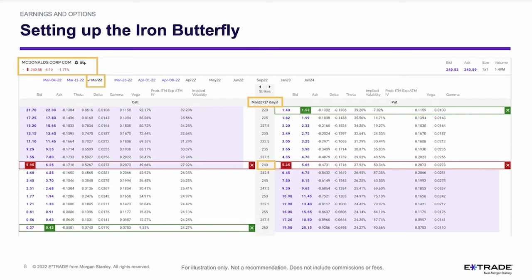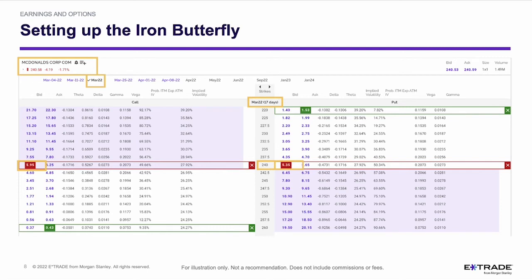I'm looking at the 240, which is about as close as I can get to being at the money. And I'm going to sell the 240 put. You can see it's at 535. And I'm going to sell the 240 call. Now, if I just sold the call and the put, it would be a naked trade. It would be a naked straddle. And I don't want to set up a naked position where I have unlimited loss potential.